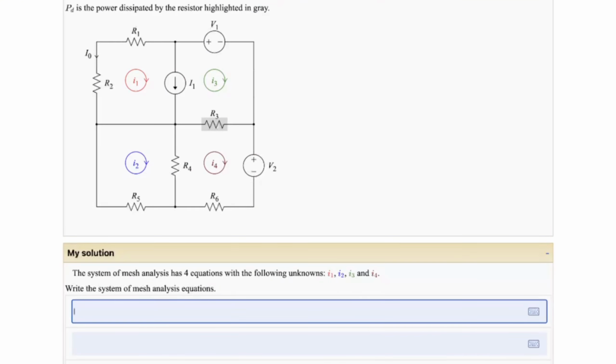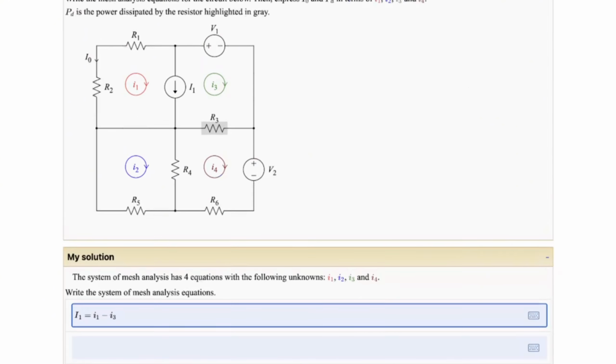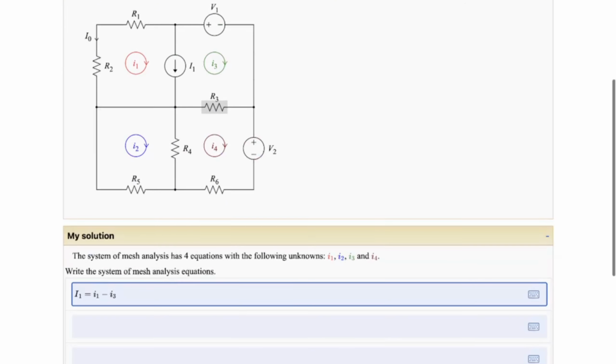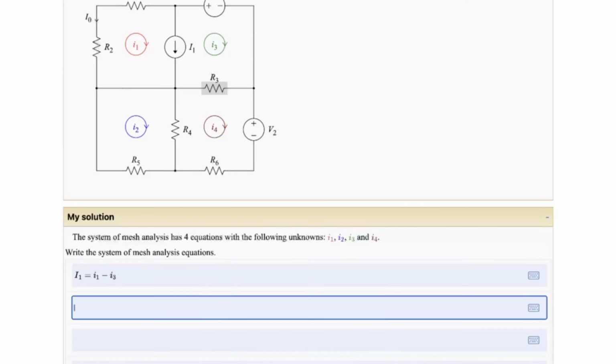We can say that I1 is equal to, we see that I1 on the left mesh current is going in the same direction as the current source, while our I3 is kind of fighting against it. So the current source I1 is going to be equal to mesh currents I1 minus I3. So that's it for that. And that also turns I1 and I3 into a super mesh, but we're going to deal with that later. For now, let's go look at I2 at the bottom left.